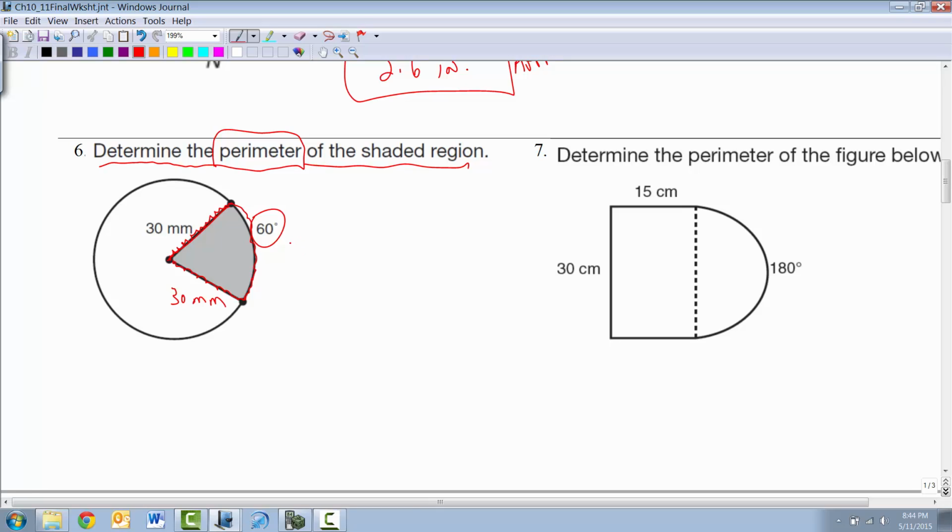So first of all, the perimeter is the arc length plus 30, which I just identified. That would be how much I have to walk around. So the only thing you have to do is find the arc length: 60 over 360 times 2 pi r.